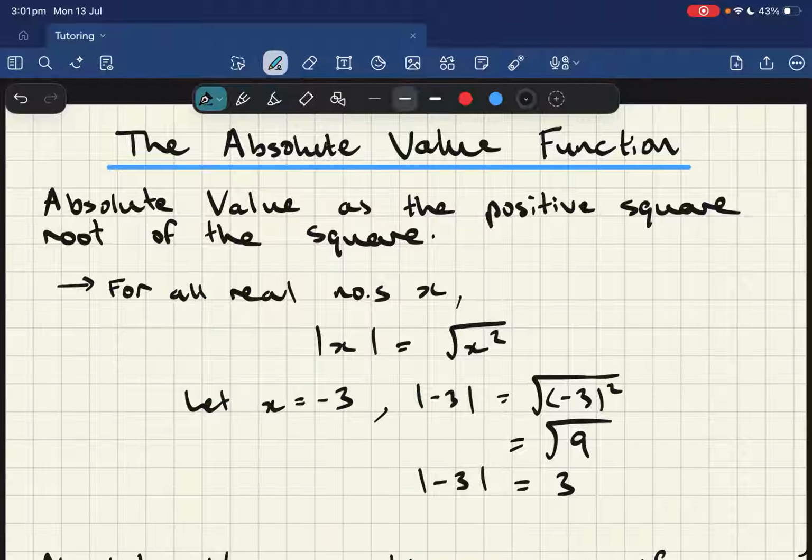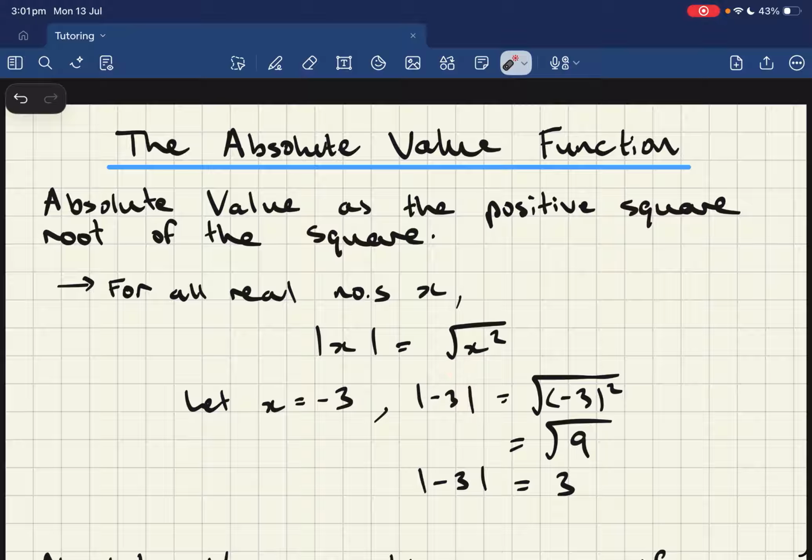We expected to get this because we know from the previous video what we're going to expect from this. But this rule does hold. So when we substitute in x being -3, and think of this as being the positive square root of the square, we get this relationship that comes up.